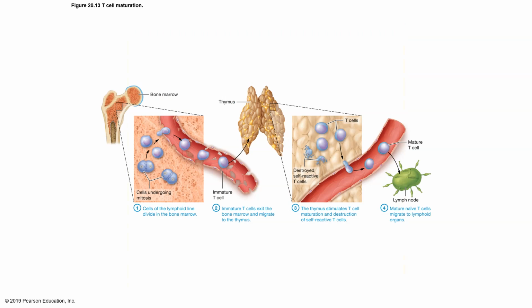So let's look at how T cells mature, and then we'll look at how B cells mature. Remember, T cells are produced in your bone marrow, so cells of your lymphoid line divide in the bone marrow. The immature T cells then exit the bone marrow and migrate to the thymus gland. The thymus, through its hormones thymosin and thymopoietin, stimulates T cell maturation as well as destruction of self-reactive T cells. Now you've got mature, naive T cells that can migrate to your lymphoid organs where they take up residence.